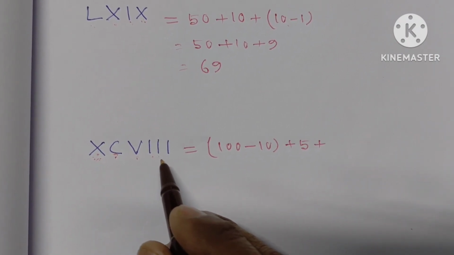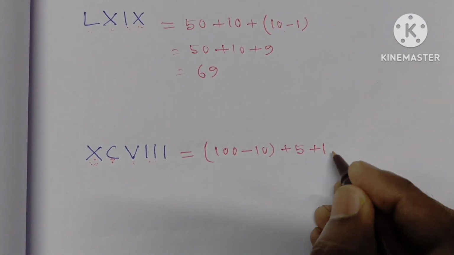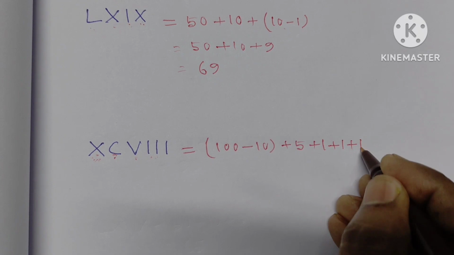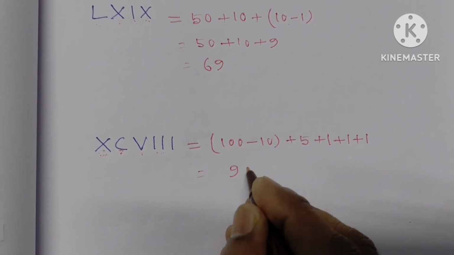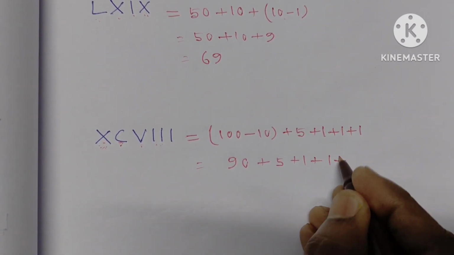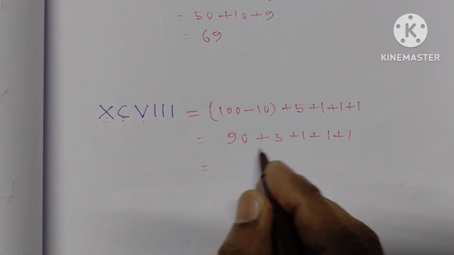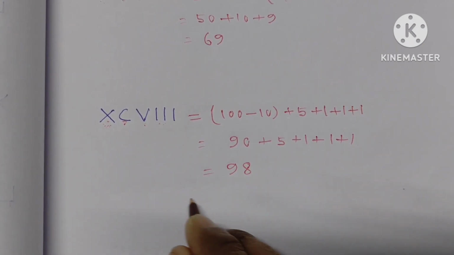That means 1 plus 1 plus 1. 100 minus 10, 90, plus 5 plus 1 plus 1 plus 1, 95, 96, 97, 98. 98. This is the answer.